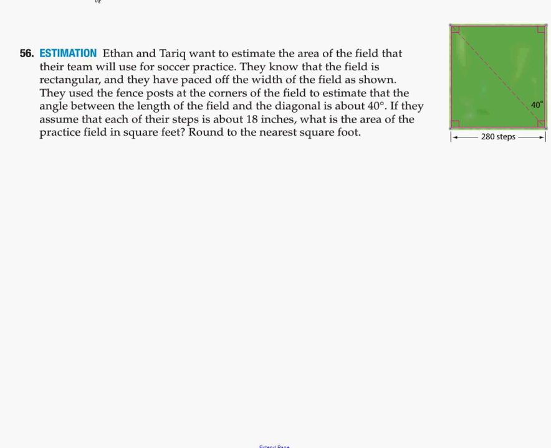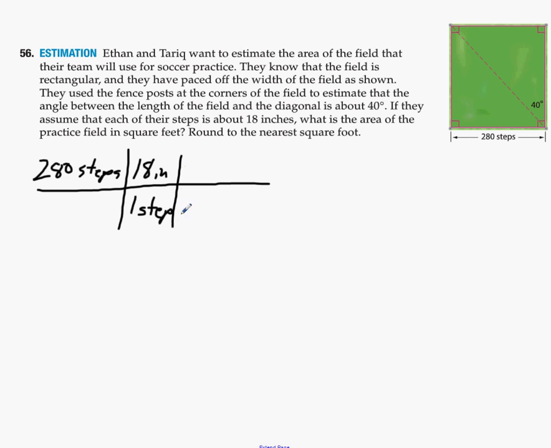Alright, let's see. So, what's the number they have here? The number of steps it looks like they took is 280 steps. And I'm going to use what I've referred to as stoichiometry. Let's see, in this problem, there are 18 inches in one step. And the whole thing is in feet, so there are 12 inches in 1 foot. This is 1, this is 1.